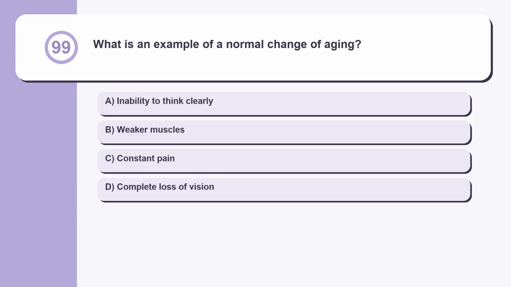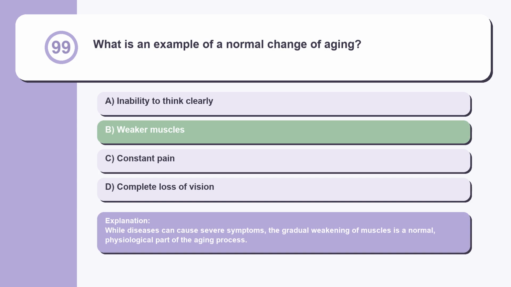Question 99. What is an example of a normal change of aging? Inability to think clearly, weaker muscles, constant pain, complete loss of vision. While diseases can cause severe symptoms, the gradual weakening of muscles is a normal, physiological part of the aging process.